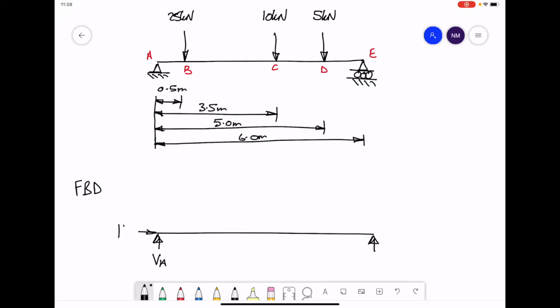VA and HA, put in the applied loads, 25, 10, and 5. Then the last reaction, I'm going to call that VE.